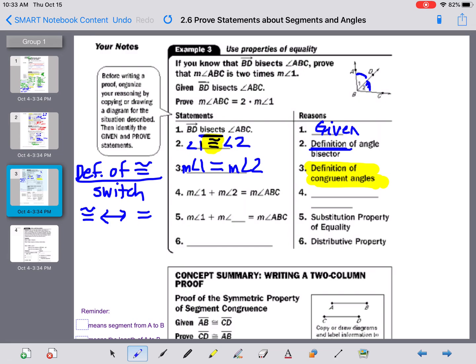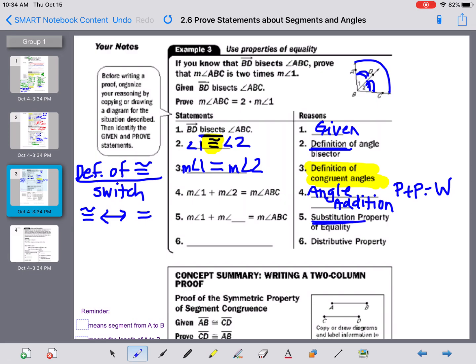Okay, where is that coming from? Look up here in the picture. Measure of 1 plus measure of 2 equals the entire ABC. Part 1 plus part 2 equals the whole thing. Part plus part equals whole. Remember, there's 2 choices for that. Segment addition or angle addition. My picture sure looks like angles, so I'm going to go with angle addition. Okay. All right, step 5 says substitute something.